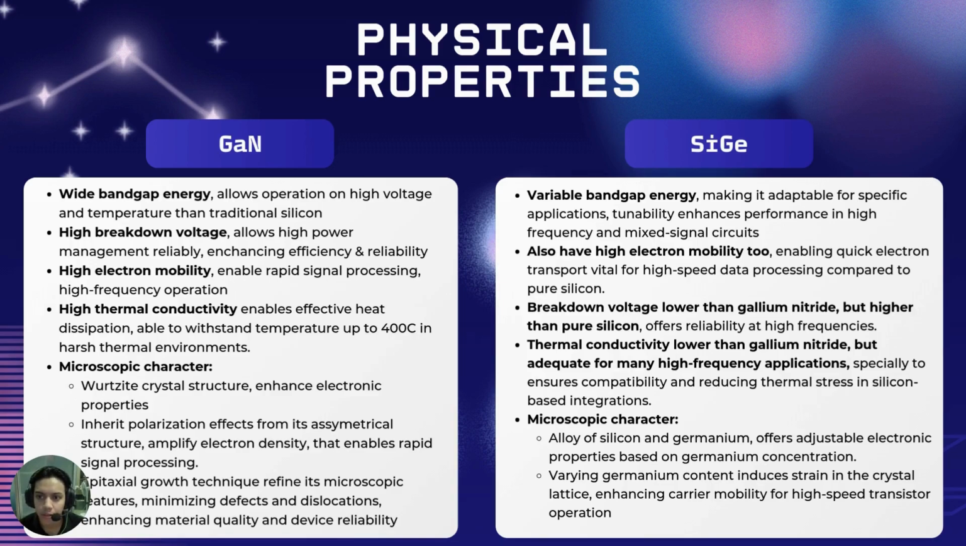Okay, so its suitability for demanding 5G infrastructure like power amplifiers in base stations, as it can handle significant power levels required for long distance signal transmission. So first of all is the wide bandgap energy. The wide bandgap energy, which is around 3.4 electronvolt, enables operation at higher voltages and temperatures compared to traditional silicon. So it is crucial for 5G applications involving high power transmission.